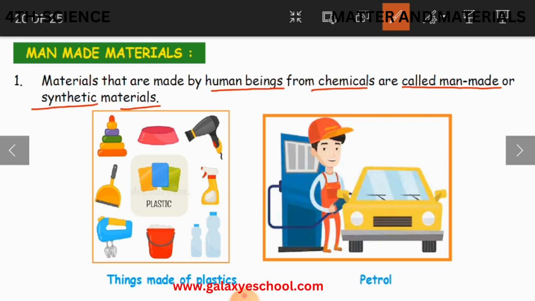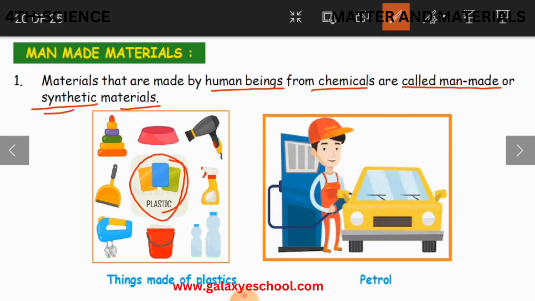They use some chemicals, and so we have invented some materials which are called man-made or synthetic materials. For example, here you can see plastic. Plastic we didn't get from anywhere, not from the earth, not from the plant and not from the animal. This plastic material is purely invented by human beings. That is why we call this a man-made material or synthetic material, and it is made from some chemicals.